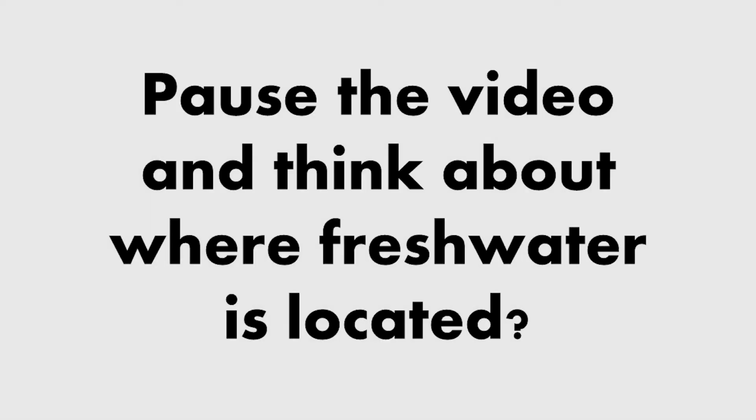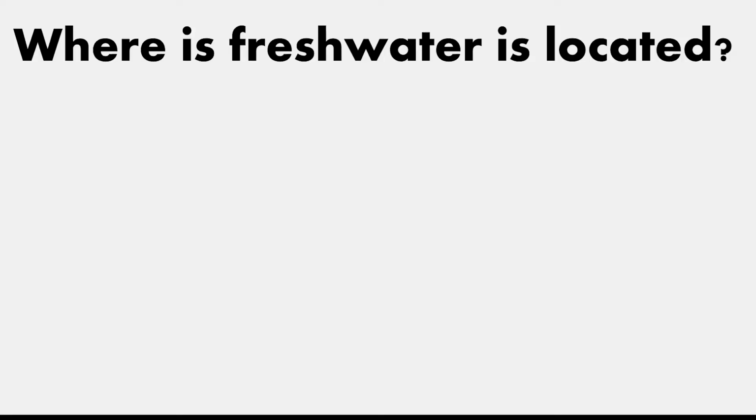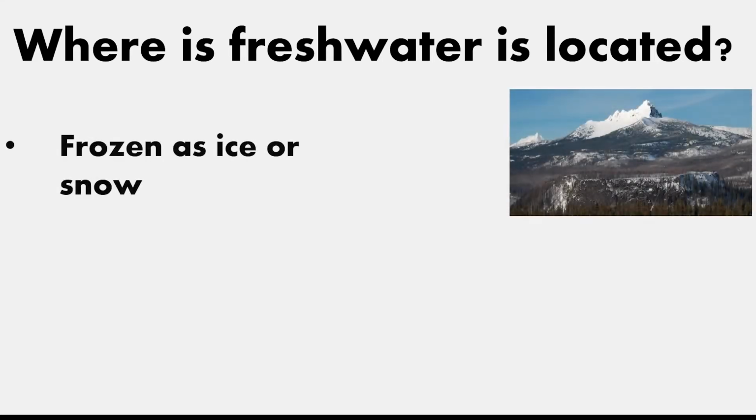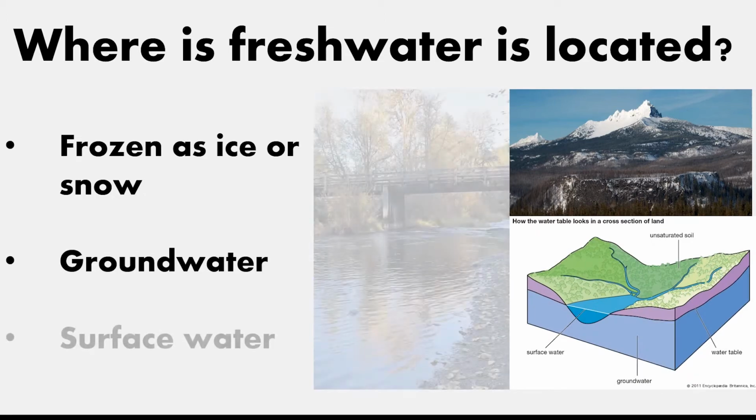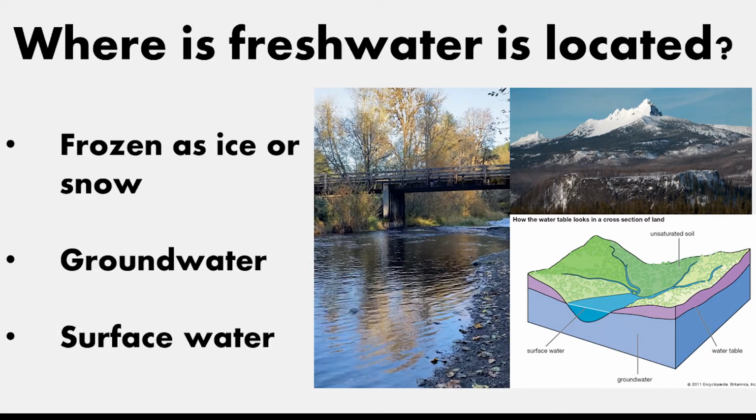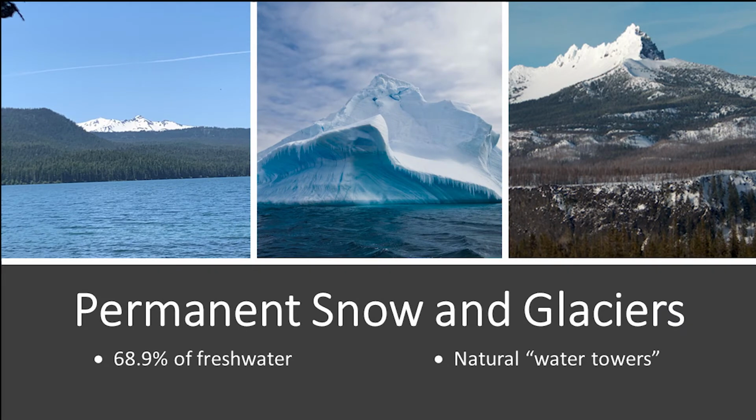Do you know where fresh water is located? Pause the video and think about where fresh water is located. Fresh water can be found in multiple ways. It is frozen as ice and glaciers, it's stored underground as groundwater, and it's surface water such as rivers, streams, and lakes. Permanent snow and glaciers make up 68.9% of our fresh water.